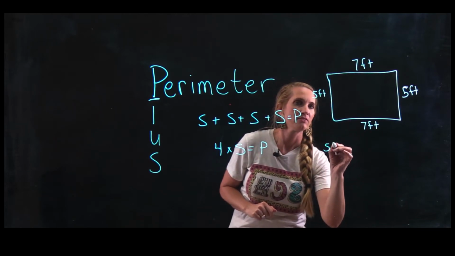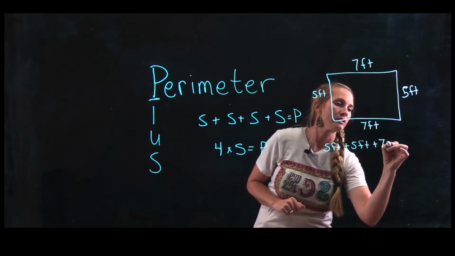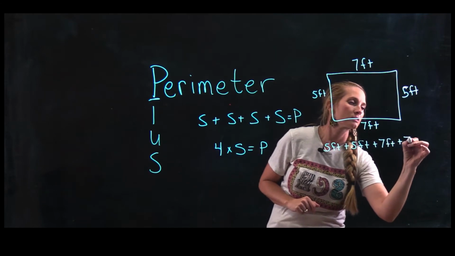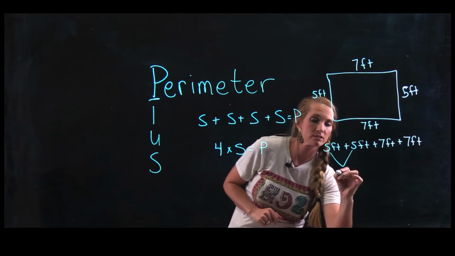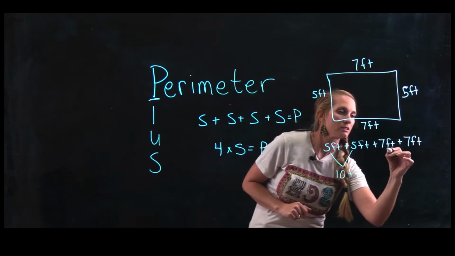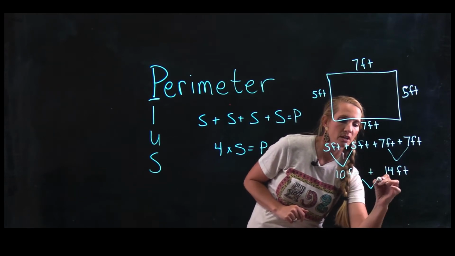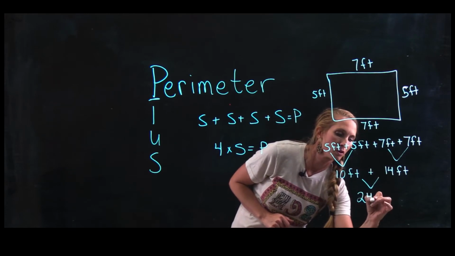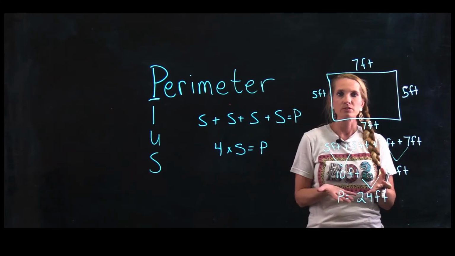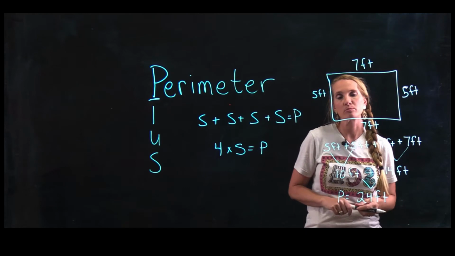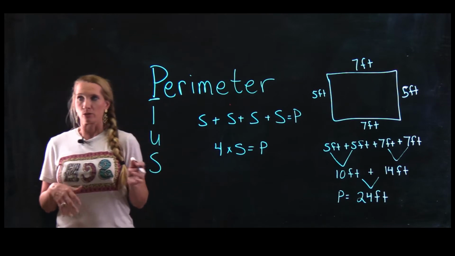So you have 5 feet plus 5 feet plus 7 feet plus 7 feet. Come in here and take your 5 plus 5 is 10 feet. 7 plus 7 is 14 feet. Add those two together to get 24 feet as your perimeter. So now I have gone through the steps of adding all of the sides to find the perimeter of a regular figure. Now let's move over here and look at the irregular figure.